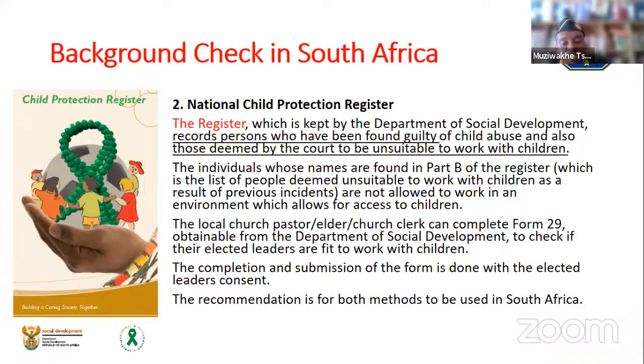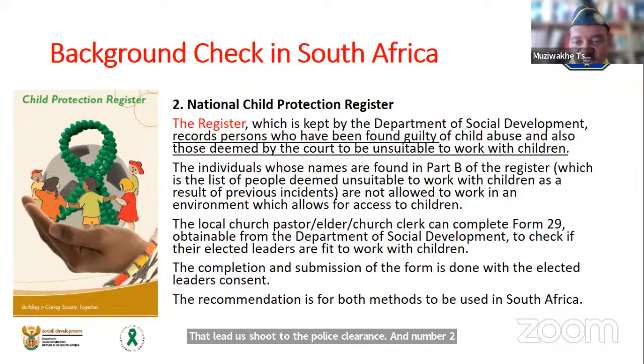The recommendation is for both methods to be used in South Africa, meaning that we recommend, number one, that leaders should do the police clearance. And number two, we also recommend that the church clerk or the elders and pastors should request consent from leaders who are elected to work with children, so that their names can be submitted and checked against the Department of Social Development register.